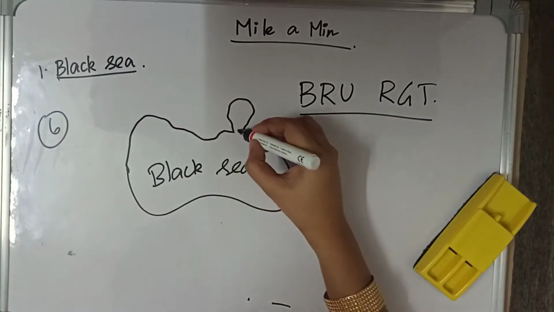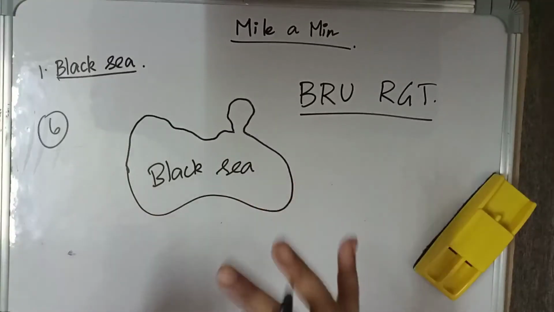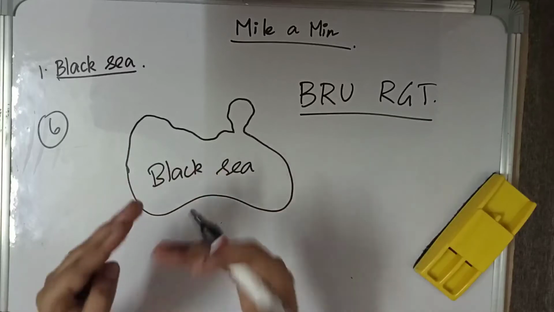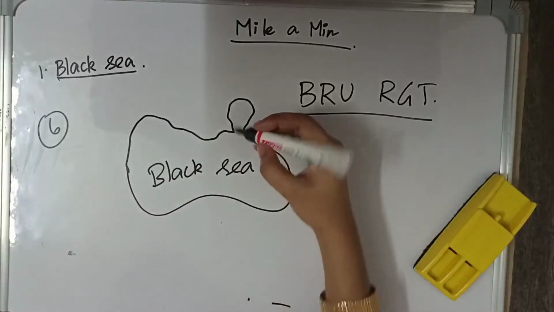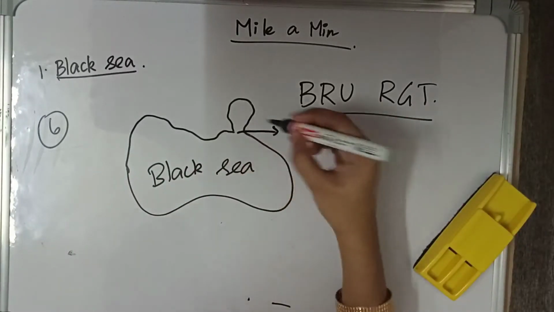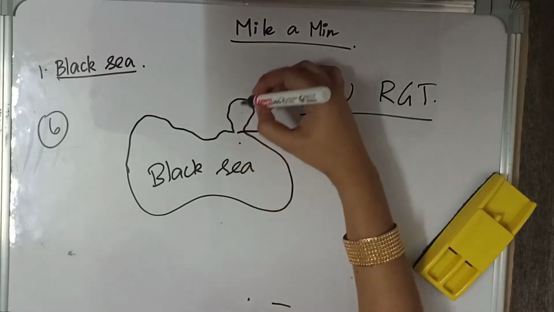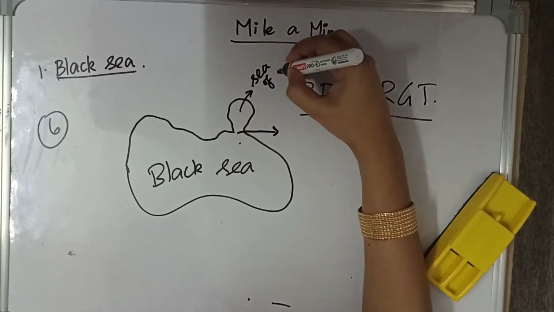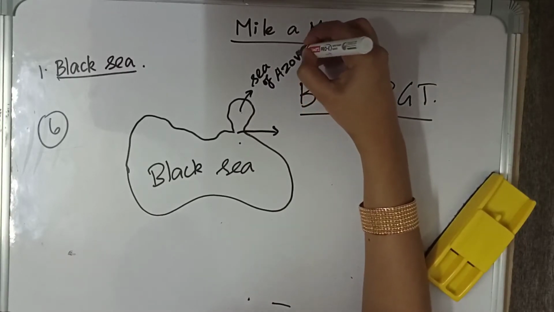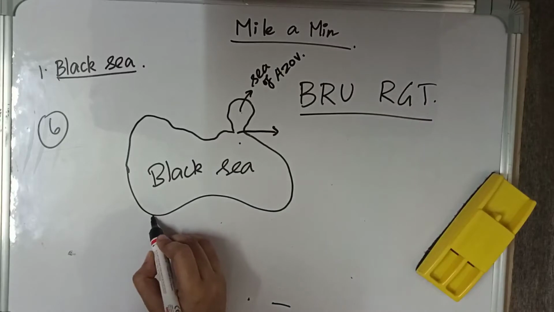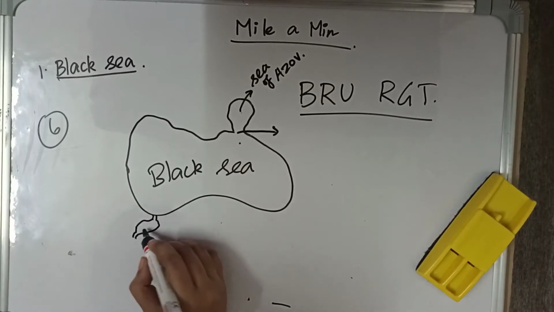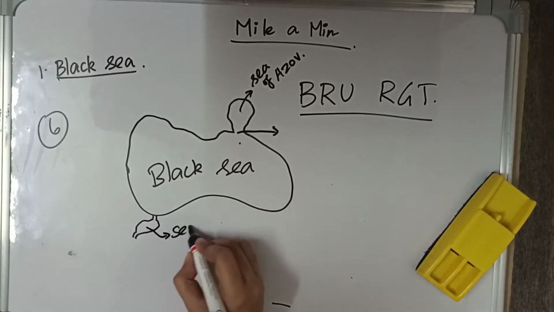Here we have straits. There are certain straits in Black Sea. A strait is nothing but a narrow strip of water that connects 2 large water bodies. So here it is a narrow strip of water. It connects 2 large water bodies. This water body is called the Sea of Azov. Here also we have a narrow strip of water that connects it to another large water body, and this is the Sea of Marmara.